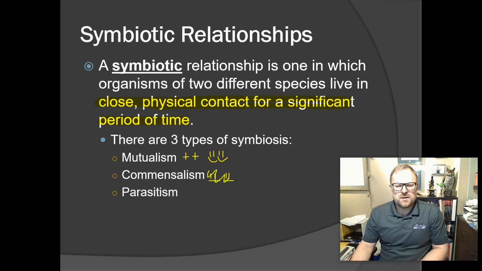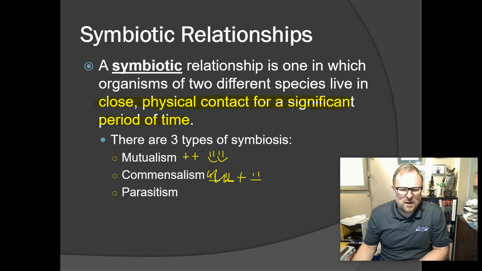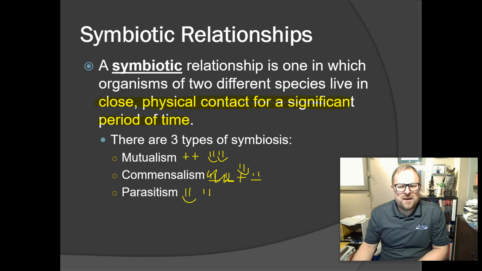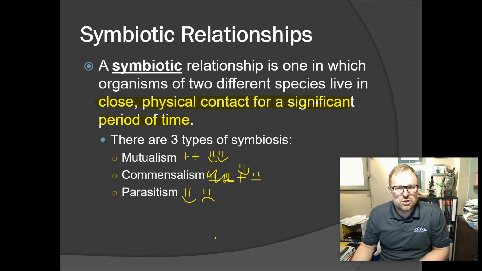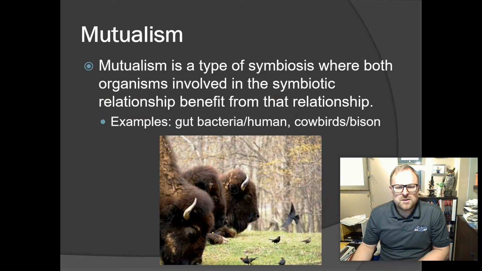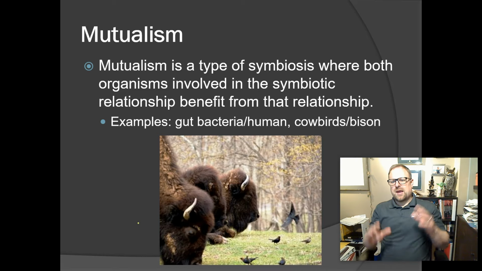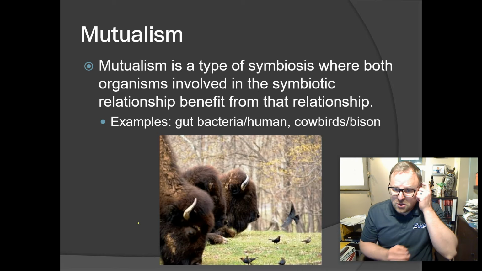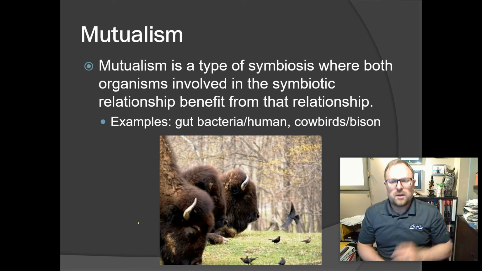One benefits. Let's scratch that out. One benefits, and the other one is like, meh, doesn't really affect me at all. Okay, so one's happy, and one is neither benefited nor harmed. In the second relationship, or the parasitism, one benefits, and the other one is actually harmed. There's something that's wrong with that relationship, and it harms that organism. So what I'm going to do is talk about some of these, and I'm going to try to use some examples that you might encounter out in the world.